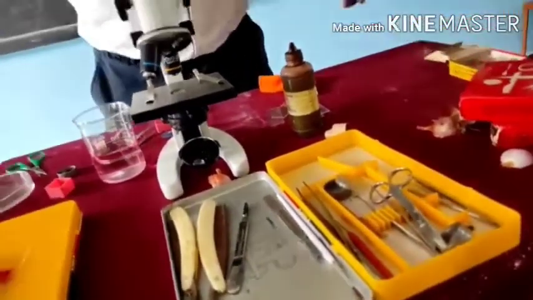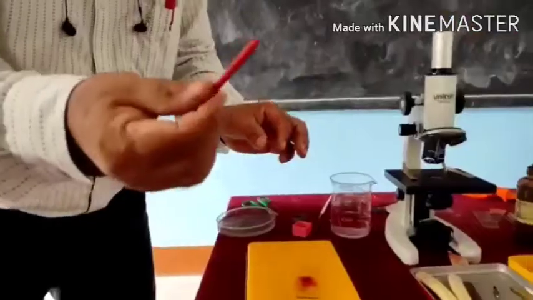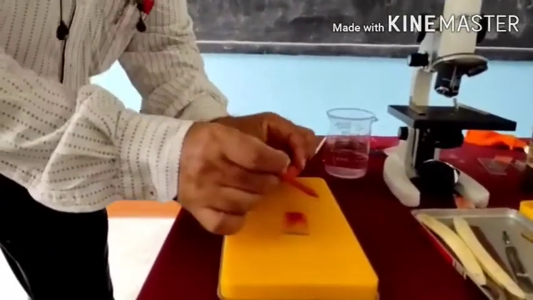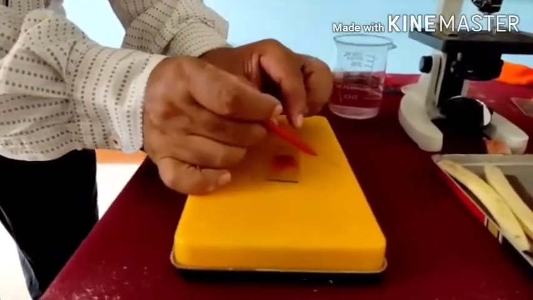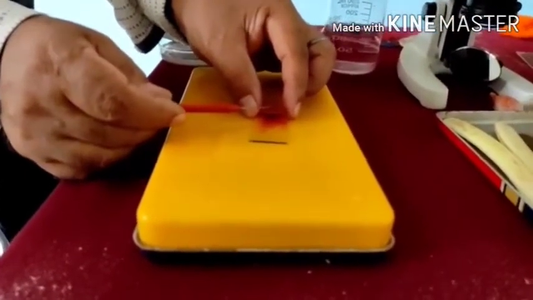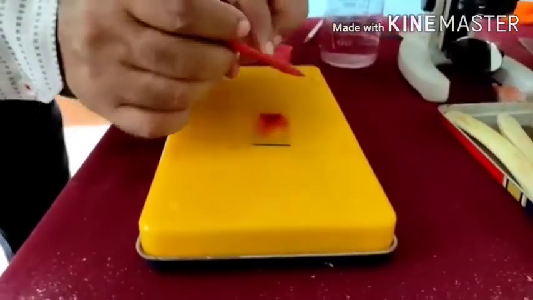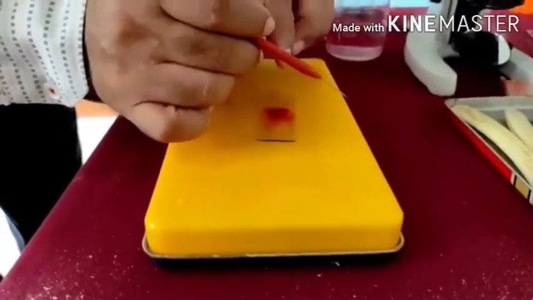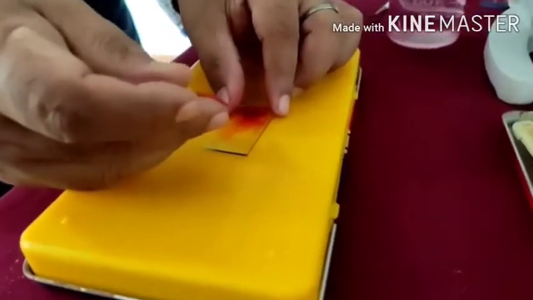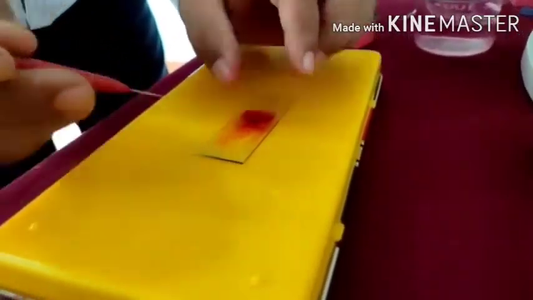You can see in my hand such type of needle is there, and I am keeping it at 45 degree, means this way I will keep, and slowly I will fix my finger here one side and one side by the help of needle, and slowly I will keep the cover slip over this.